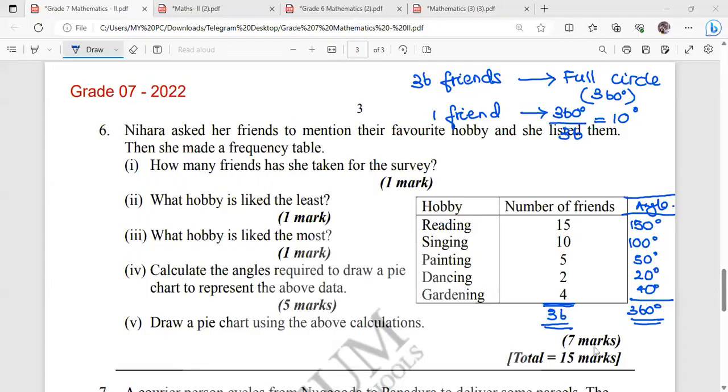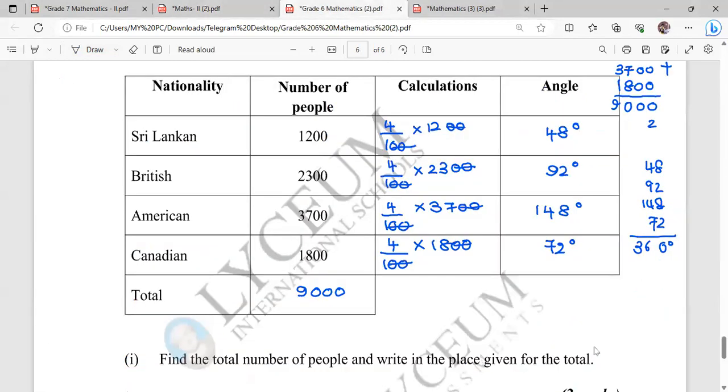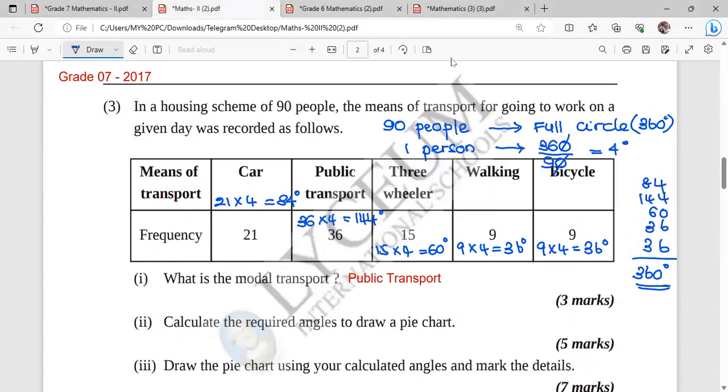Now hope it is clear for all of you that I selected 4 papers from grade 6 and 7 to discuss with you about the pie charts. And whatever information you had, first you want to calculate the total number, maybe total number of friends, total number of people, or total number of children. So then we had different values. So then I'm going to show the total value with the full circle.